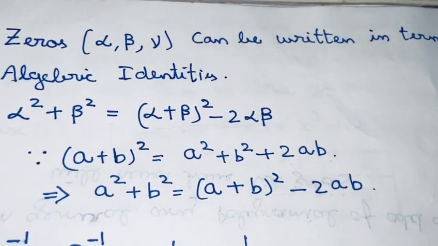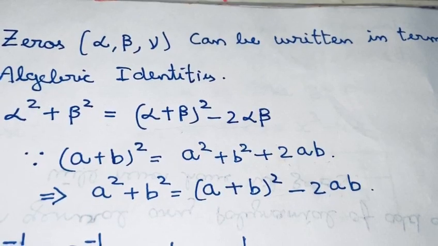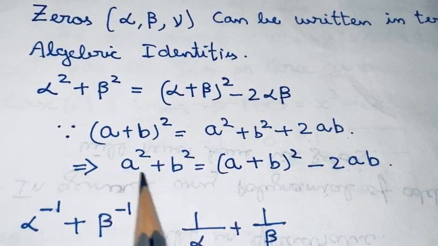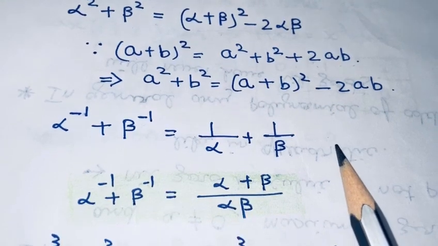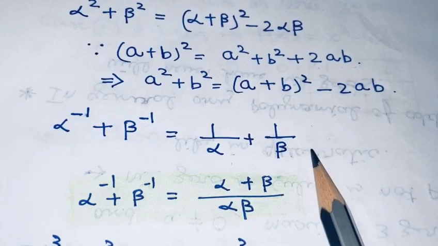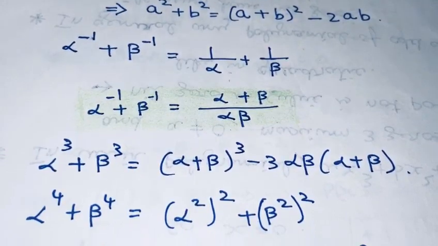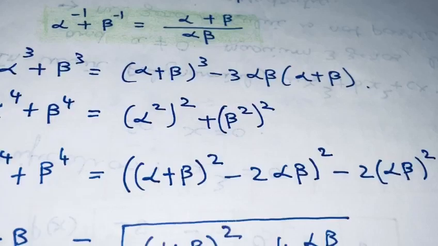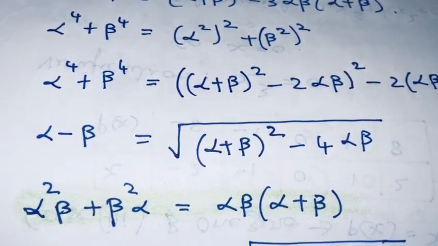The zeros of the polynomial can be expressed in terms of algebraic identities also. So here are a few algebraic identities, that is, algebraic formulas like a plus b the whole square, and here you can see a few of the examples that I have given. 1 by alpha plus 1 by beta can be written as 1 divided by alpha plus 1 divided by beta, and on solving you get this equation. Similarly, just go through the values of this. You are going to use simple algebraic identities that you have learnt in the previous classes, and on solving you will get these forms.